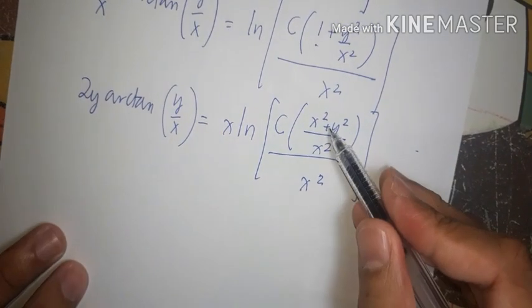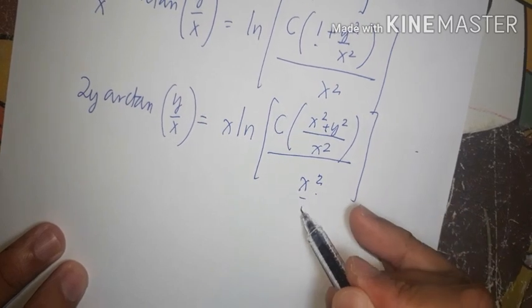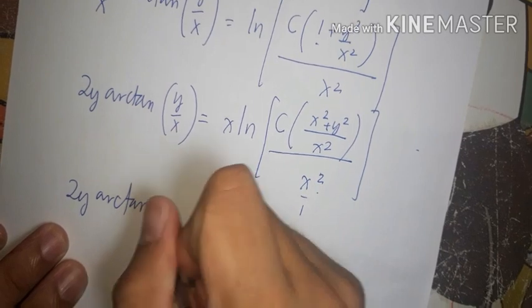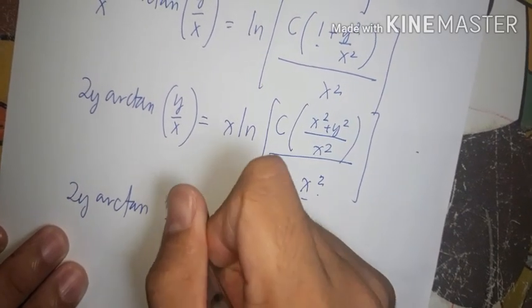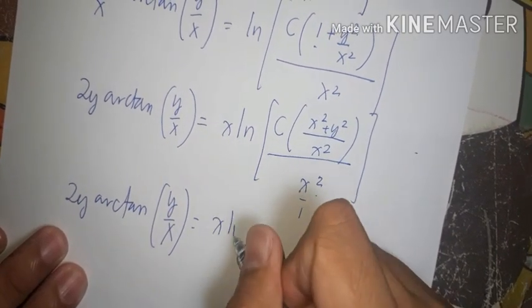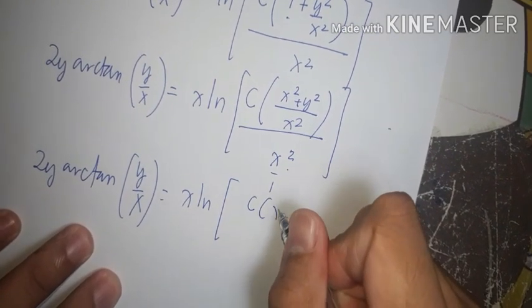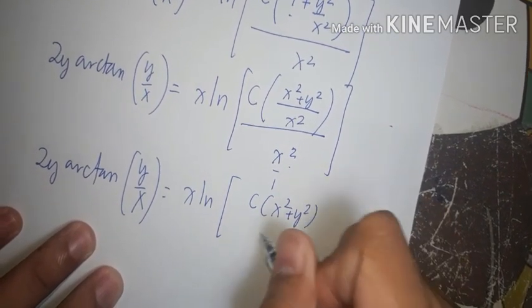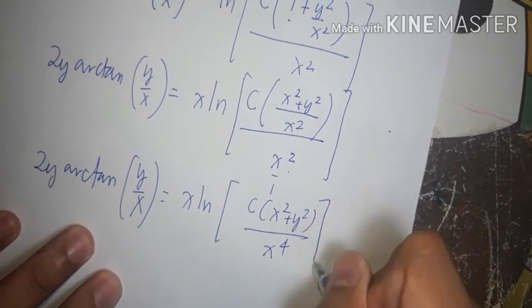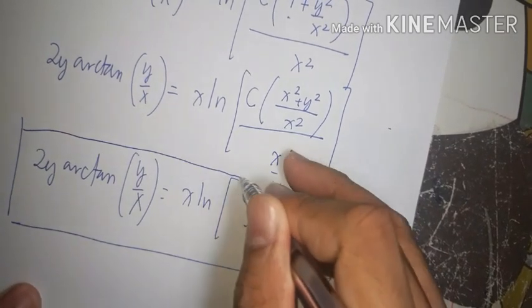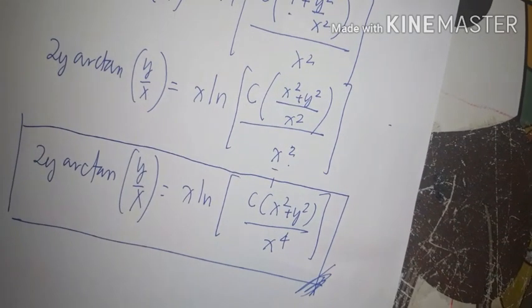So, multiplying this numerator by the reciprocal, di ba may over 1 yun? So, magiging 2y arctangent y over x is x ln of c times x squared plus y squared over x to the 4th. So, that will be our general solution.